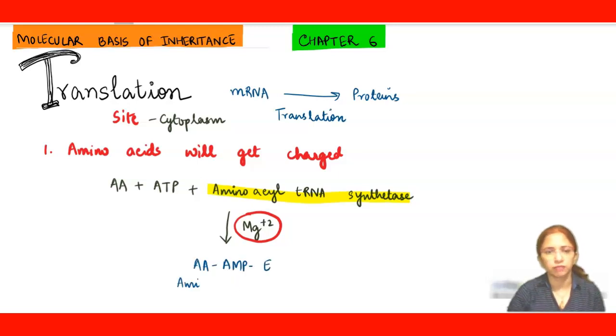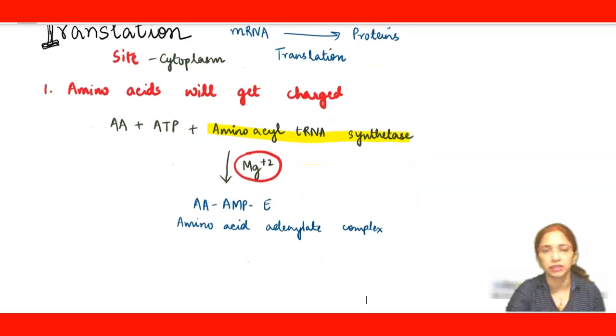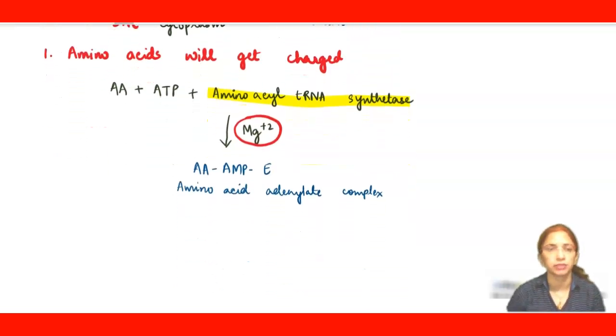So this is our amino acid adenylate complex, okay? Our amino acid adenylate complex is formed, means our amino acids are being recharged now. The first step is done.